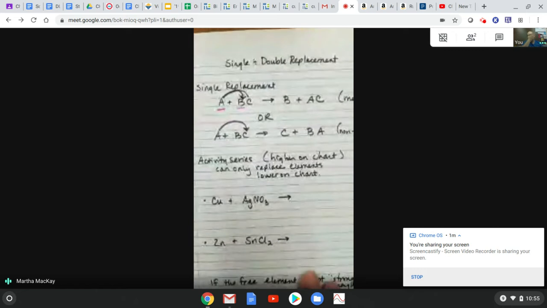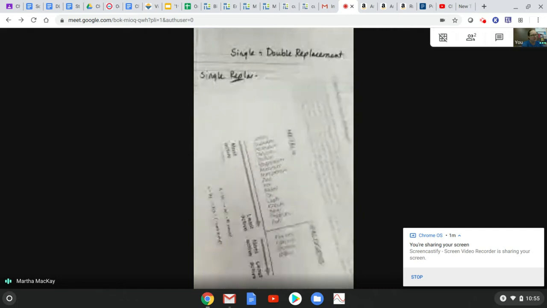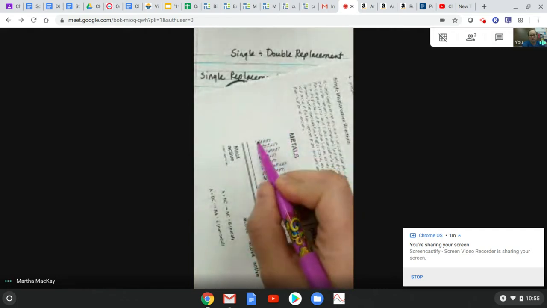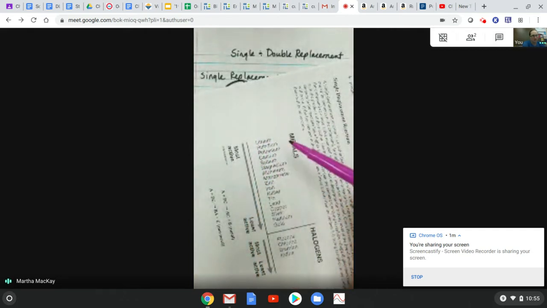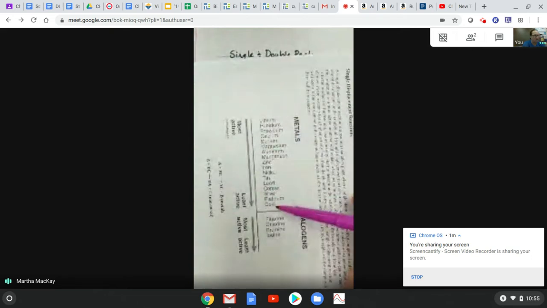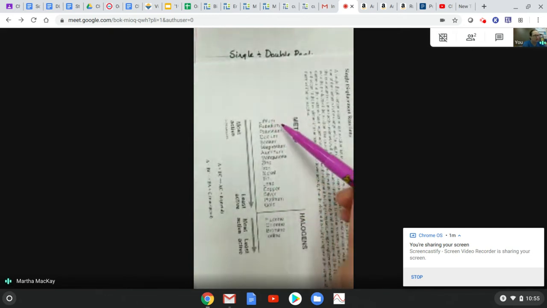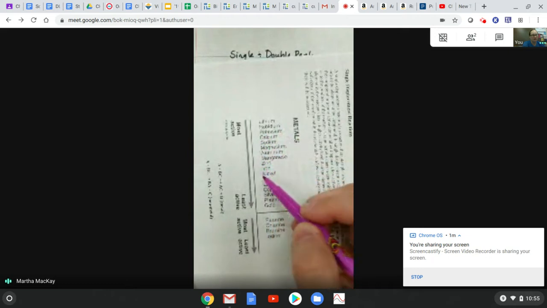The main thing is that this won't always happen. You actually have to be stronger. You have to be more reactive or higher on the activity series chart to replace something else. So this is the activity series. If you look at this, lithium is the most reactive on this chart, going all the way down from lithium to gold. So lithium and rubidium and potassium and calcium are higher than these things down here. So you can replace anything below you.